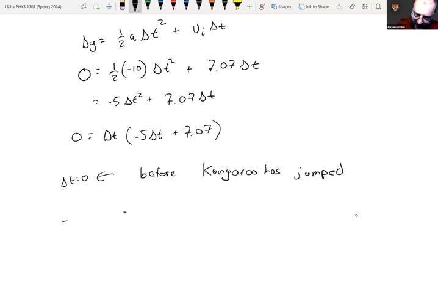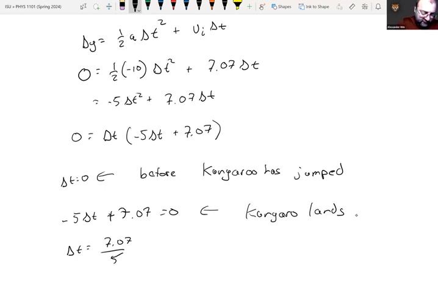But the second one, when negative 5 delta t plus 7.07 equals 0, this is when the kangaroo lands. All right. So it will have a displacement of 0 at 2 different points in its path. That's why there are 2 solutions for this. So that's one of the things that is happening here. It's actually a plus, not a minus. And when you solve for this, and it's not squared, it's just delta t, you get delta t equals 7.07 over 5. We can go ahead and divide by 5, and we end up with delta t equals 1.41 seconds.